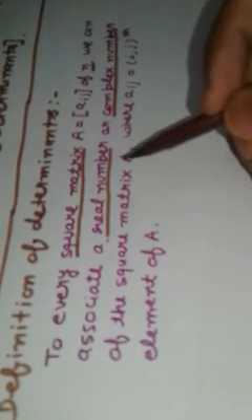Children, you know about the matrix. Matrix is what? Matrix is a rectangular arrangement of elements. It means a matrix may be square or rectangular, but the determinant is always a square matrix.